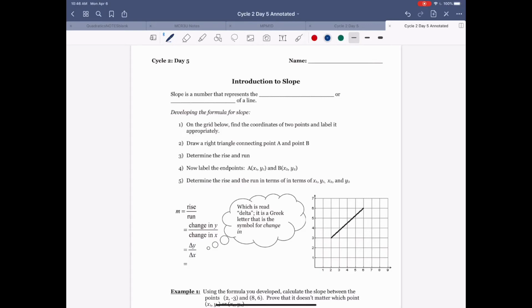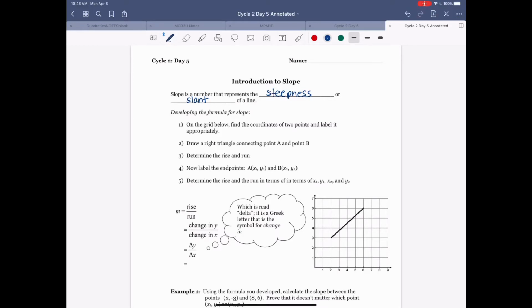So, introduction to slope, cycle 2, day 5. Slope is a number that represents the steepness or slant of a line. Well, you can think of slope as the slope of a hill. You're either going up a hill or down a hill. It has a steep slope, or it might have a flatter kind of slope.